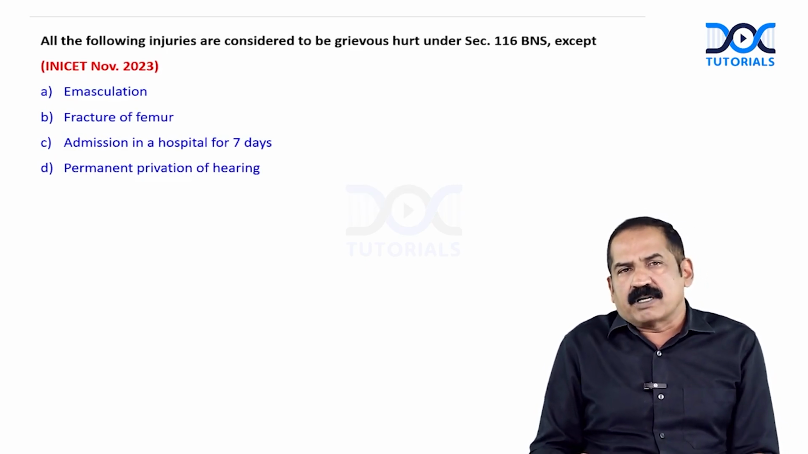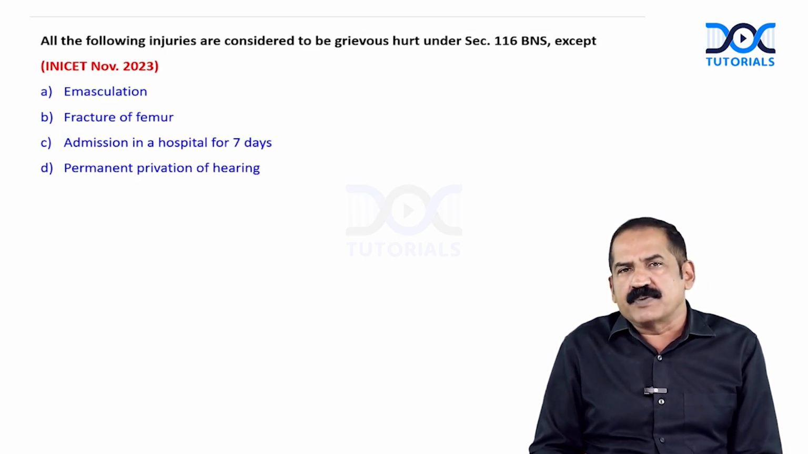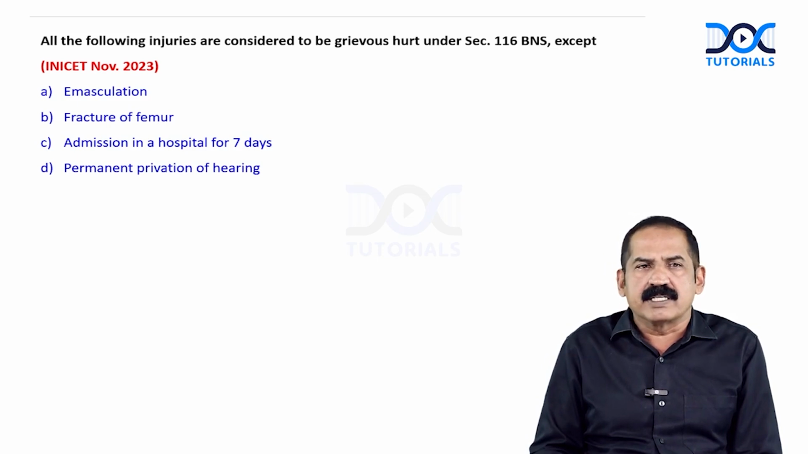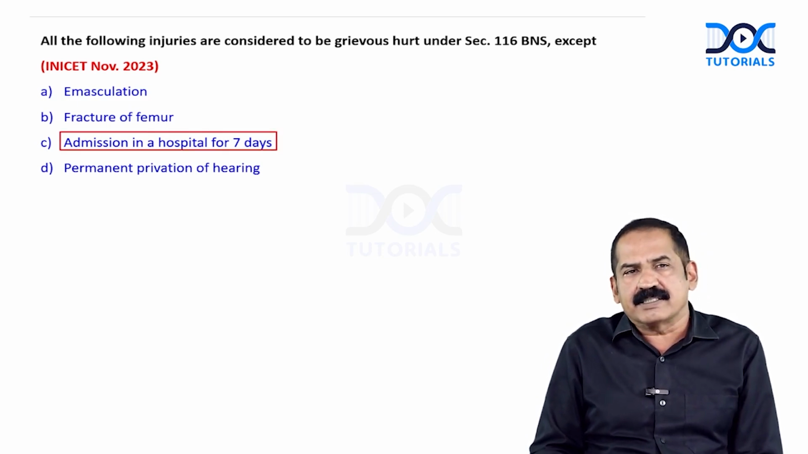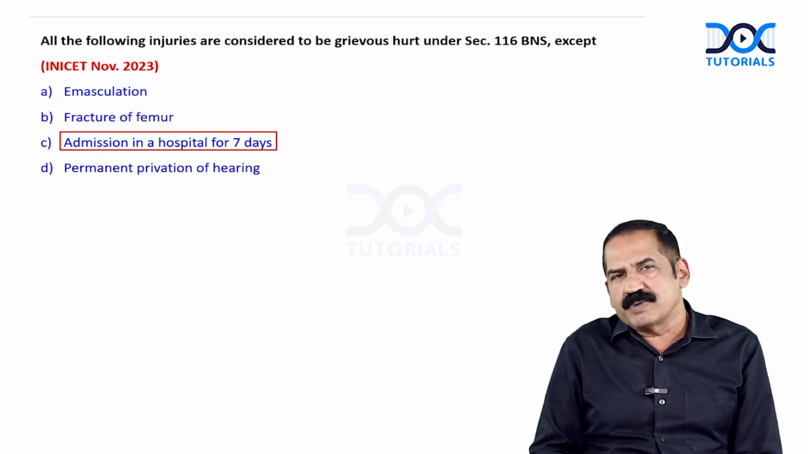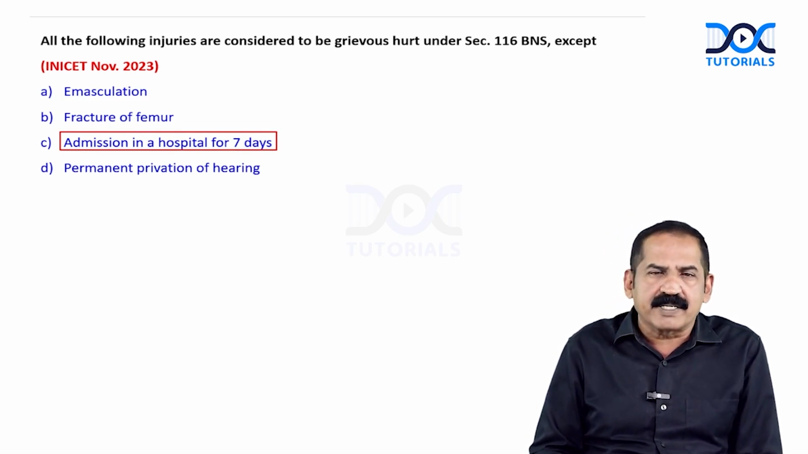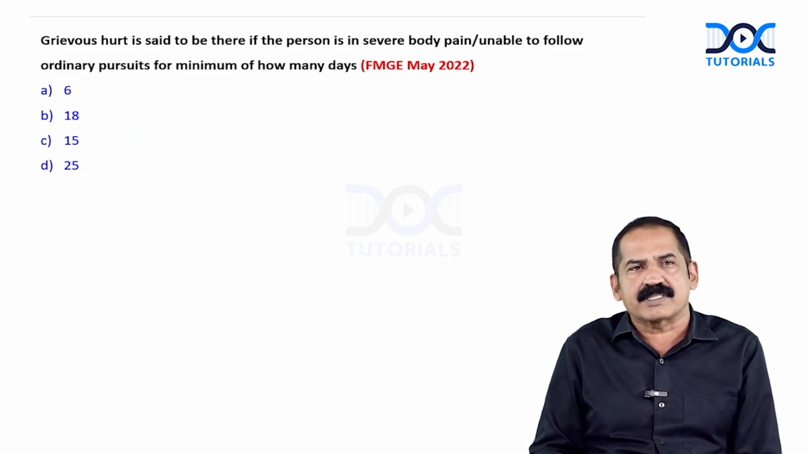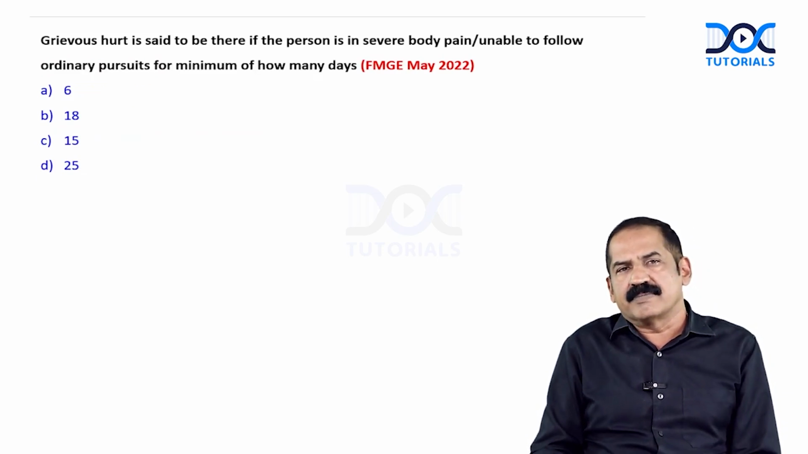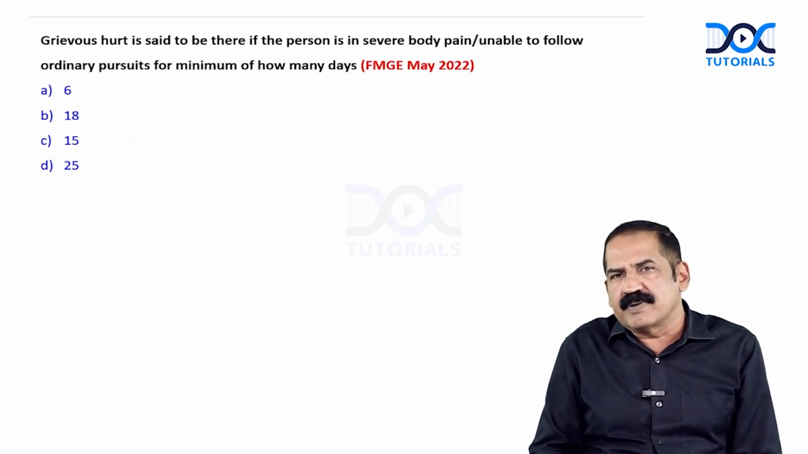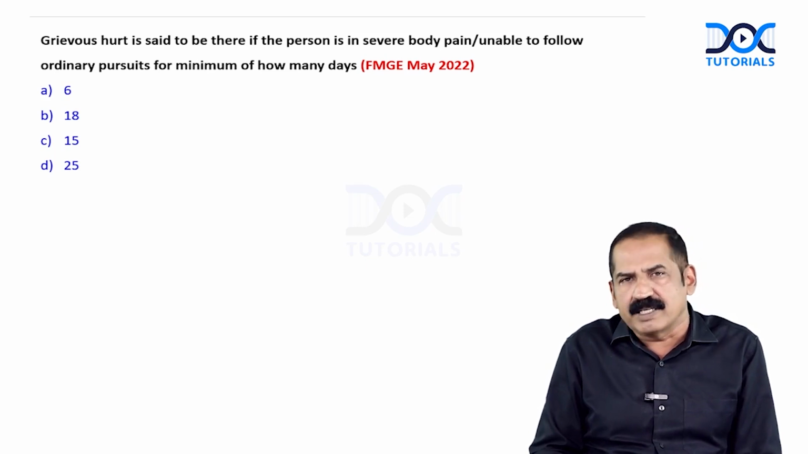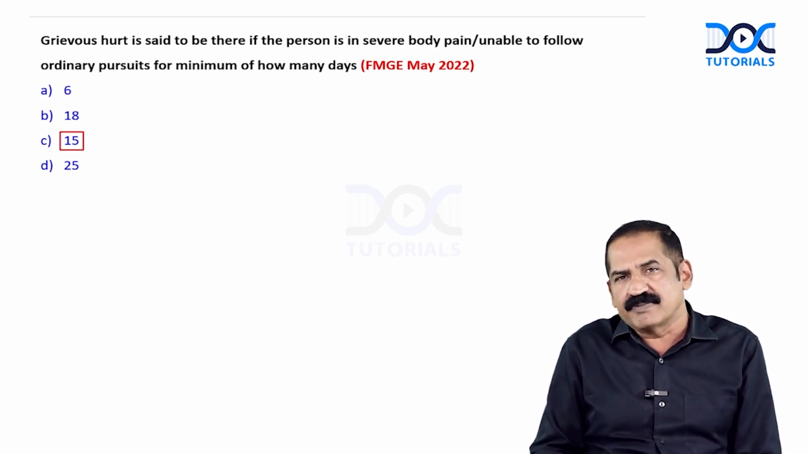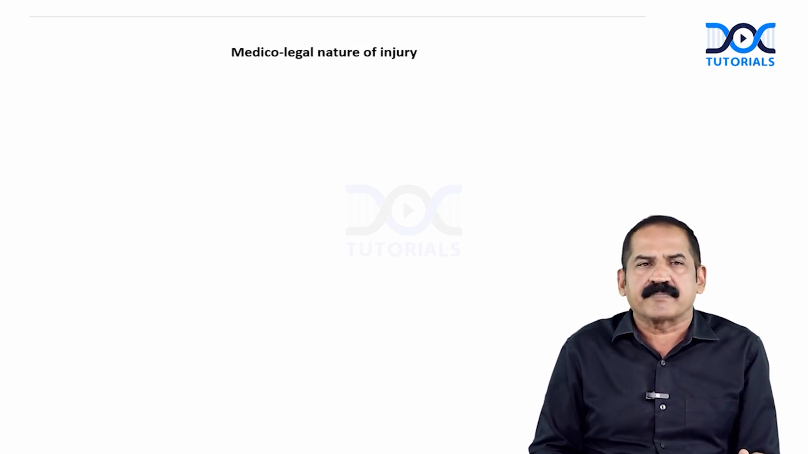All the following injuries are also considered to be grievous hurt under Section 116 BNS except: the answer is admission in a hospital for 7 days. Emasculation, fracture of femur, permanent privation of hearing, all are grievous. Grievous hurt is said to be there if the person is in severe bodily pain or unable to follow ordinary pursuit for a minimum of how many days? Now the answer is 15. Before it was 20. Okay.